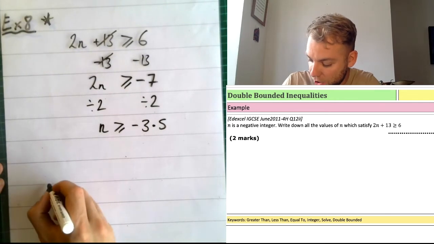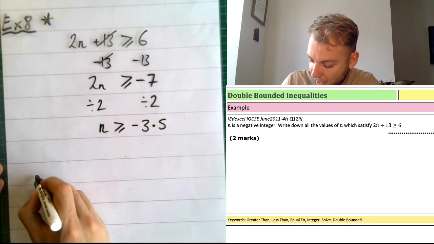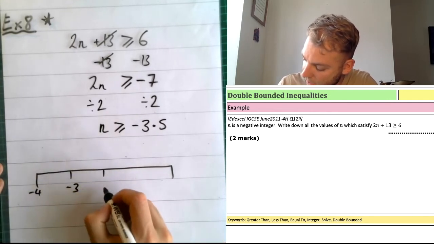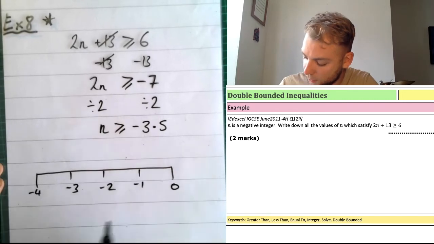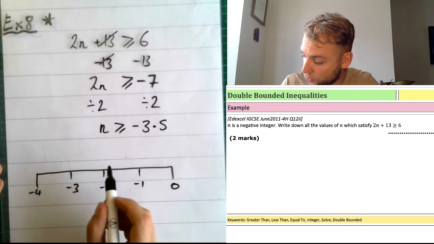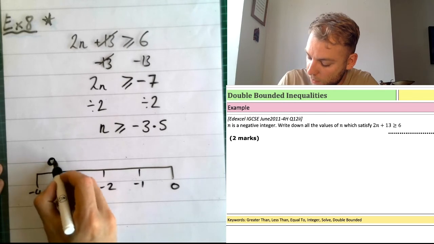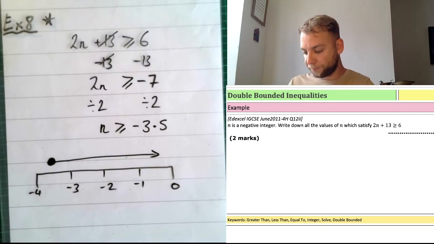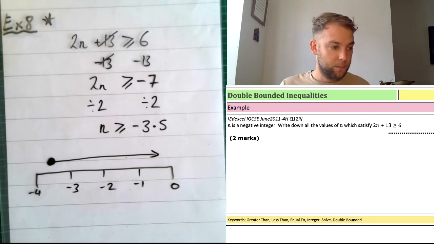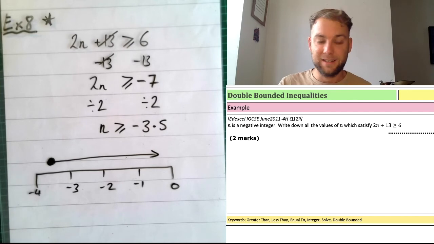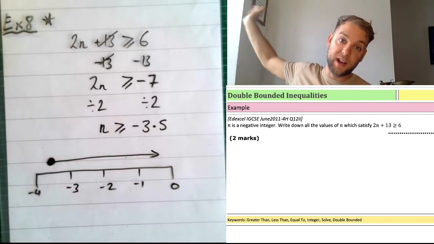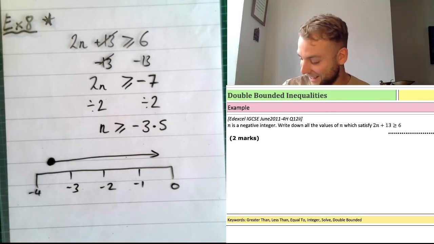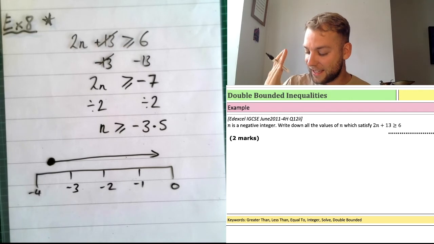Now I am going to draw this. Again, you don't need to draw it, but I do think it helps. So starting at negative 4, negative 3, negative 2, negative 1, 0. I'm greater than or equal to negative 3.5. So I'm somewhere in between negative 4 and negative 3. And I'm greater than, so going right here like so. Brilliant. Now, n is a negative integer. So this continues forever, going 1, 2, 3, 4, 5, 6, all the way up to, well, as long as you can count. But we've got to think about the fact that this is a negative integer.